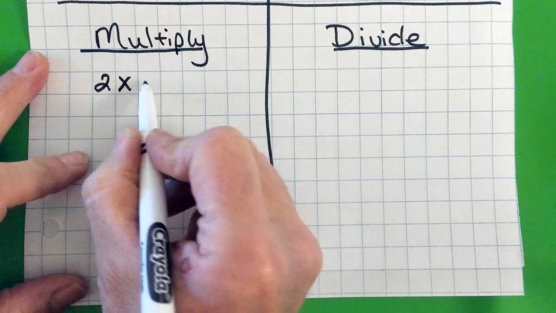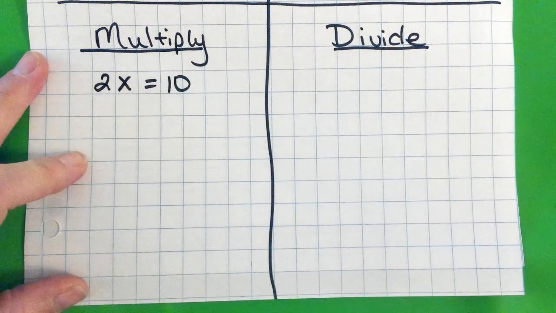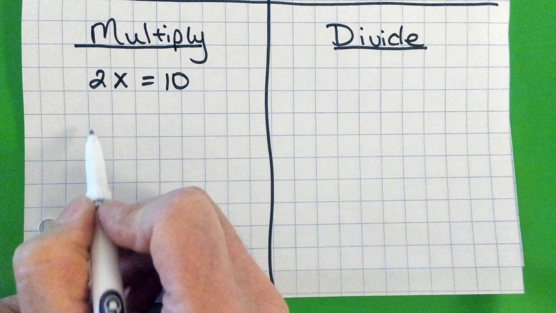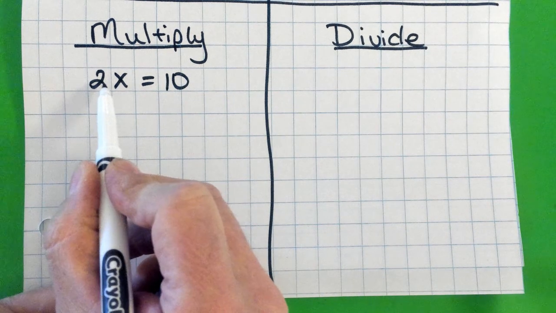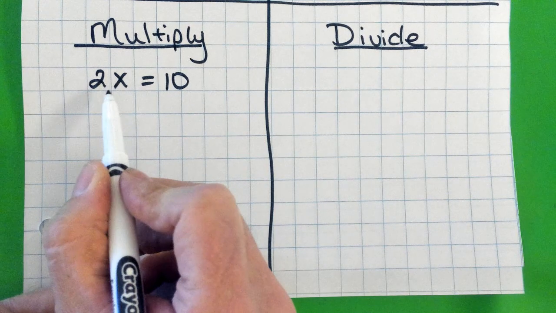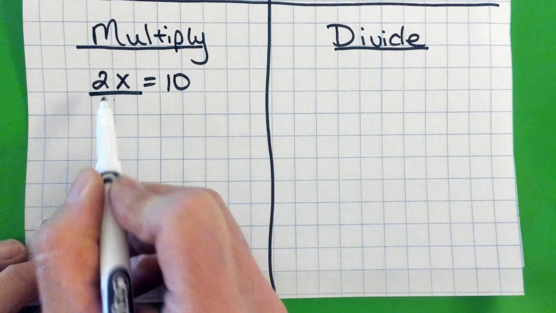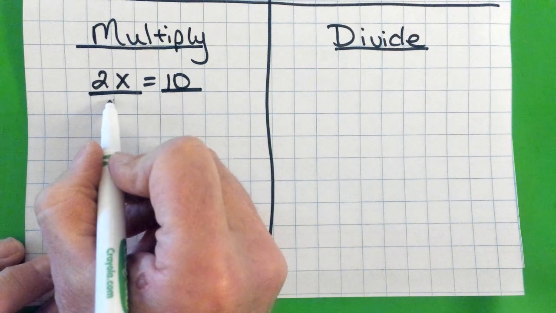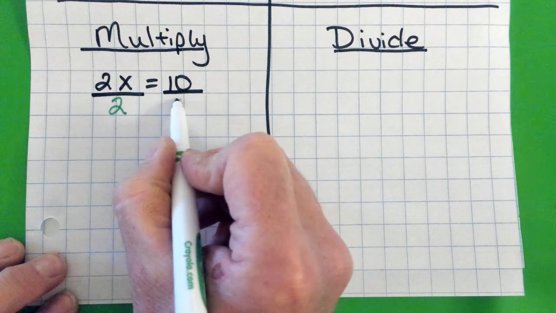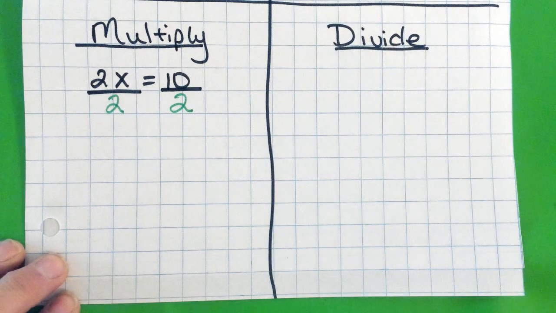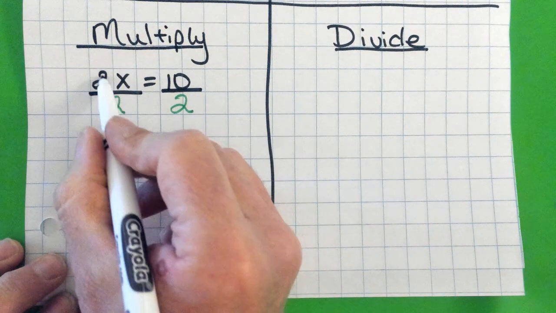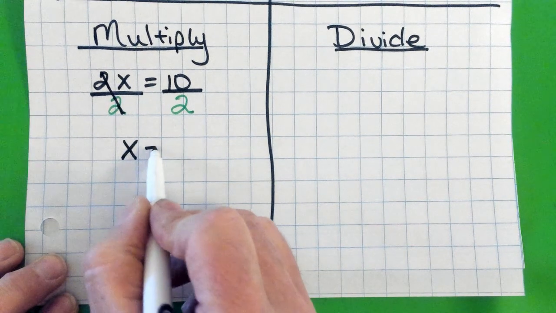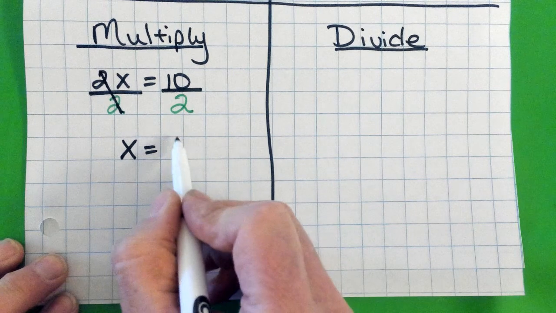2x equals 10. The steps to get x isolated and by itself is to do the opposite operation. If I'm taking 2 times x, the opposite operation would be to divide. So let me get my other color. What I'm going to do is divide both sides by 2. What I do to one side, do to the other. 2 divided by 2 is 1, so that's 1x equals 10 divided by 2 is 5.